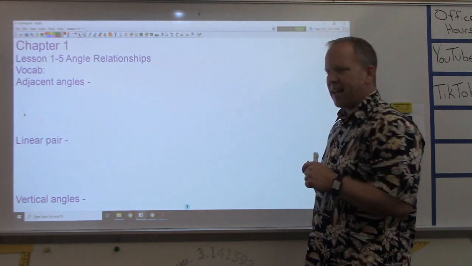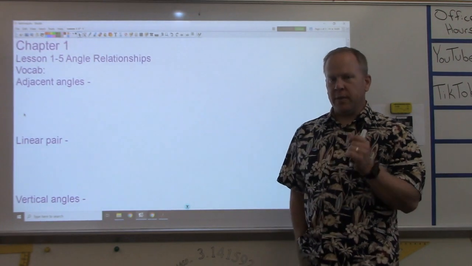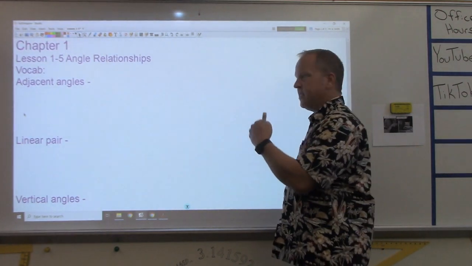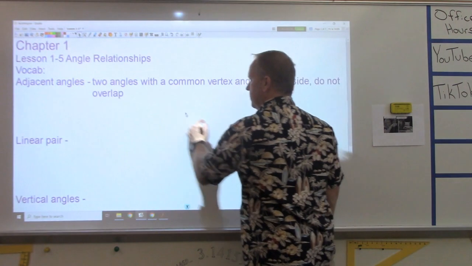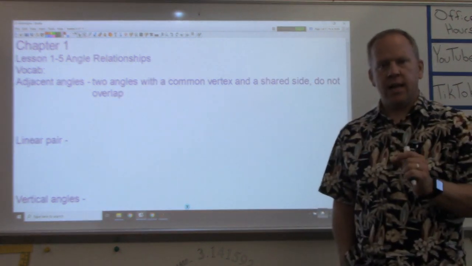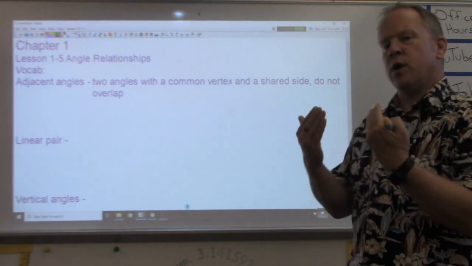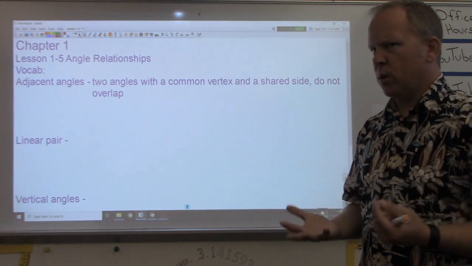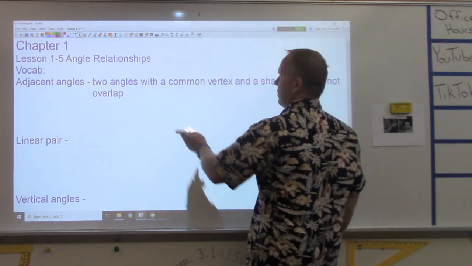Okay? Adjacent angles. The word adjacent literally means right next to. So if I have adjacent angles, those are two angles that have a common vertex and a shared side, but they do not overlap. What does that mean? Let's draw a diagram to illustrate.